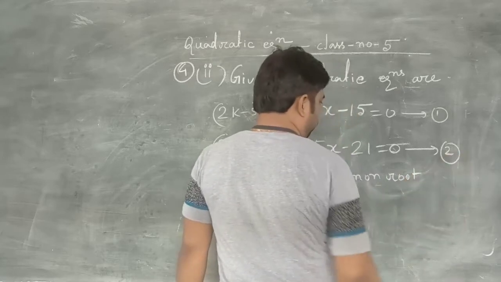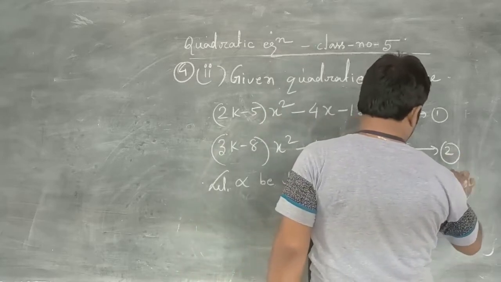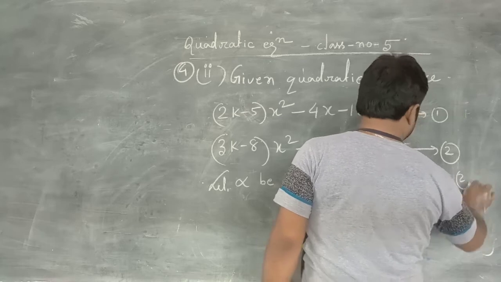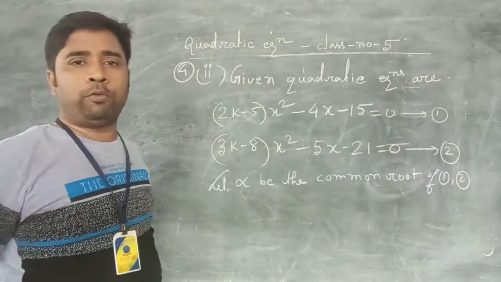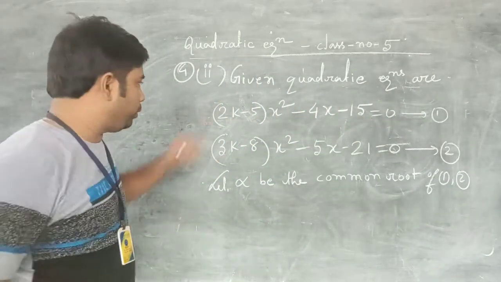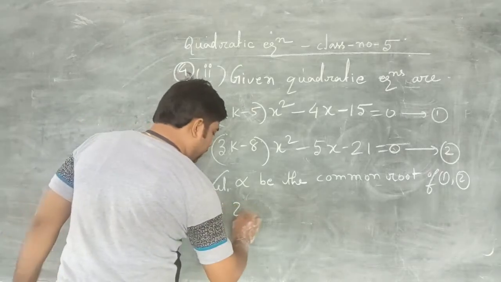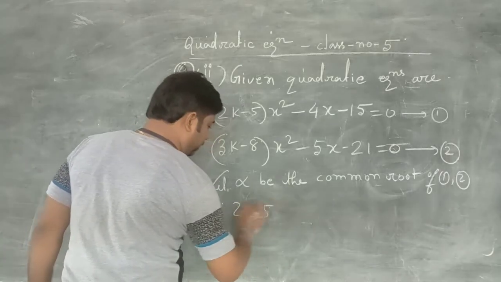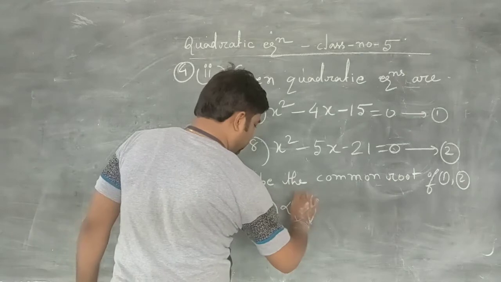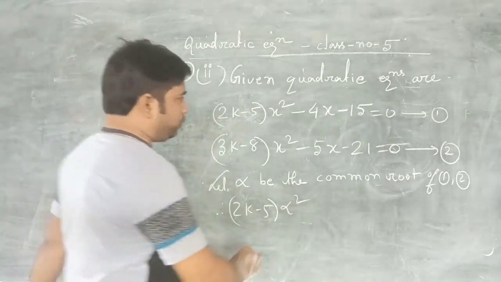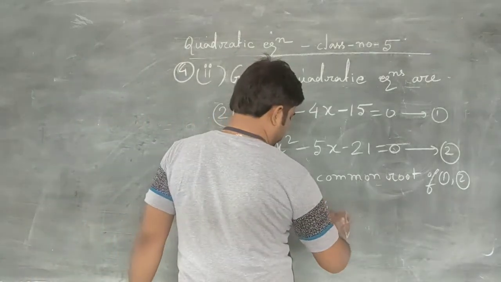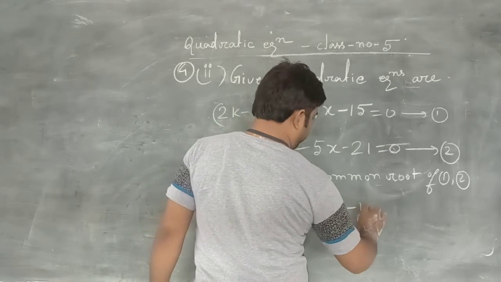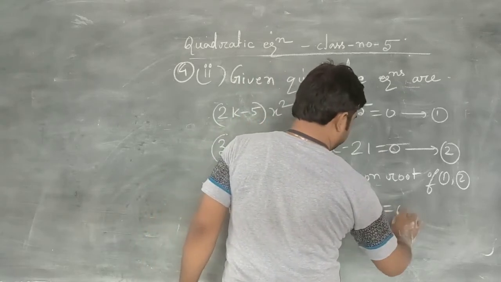Alpha is the common root of 1 and 2. That means what you can write? Twice k minus 5 into alpha square minus 4 alpha minus 15 equal to 0.